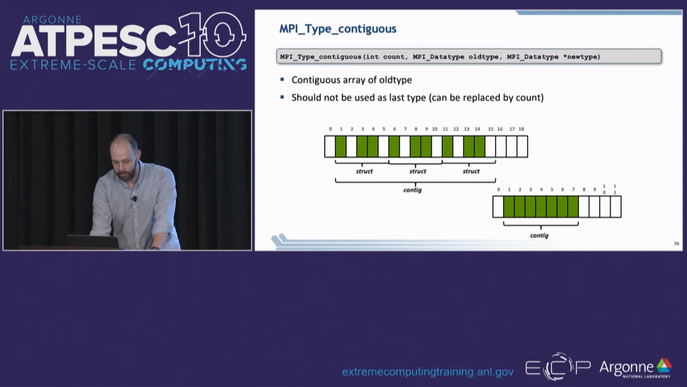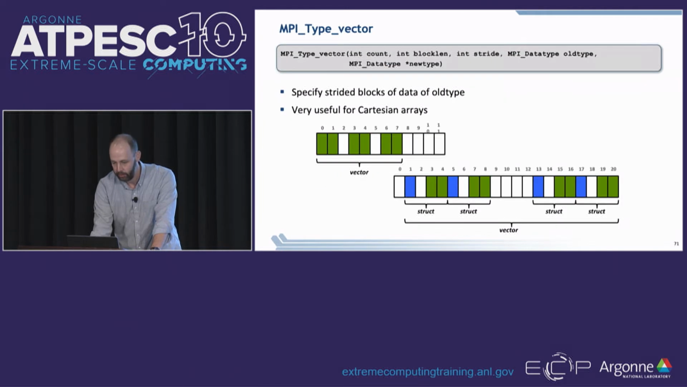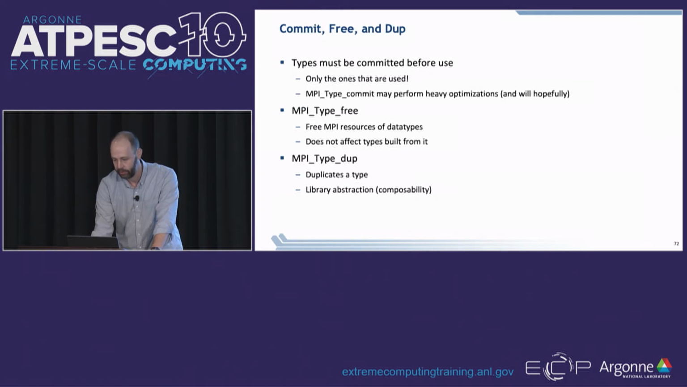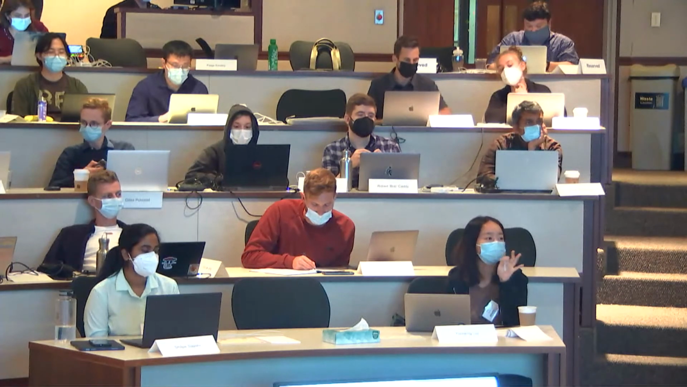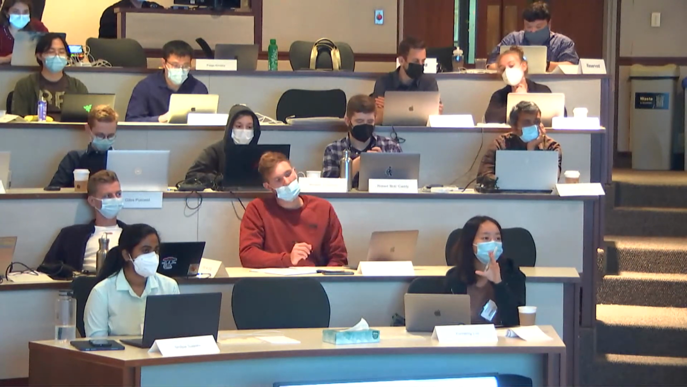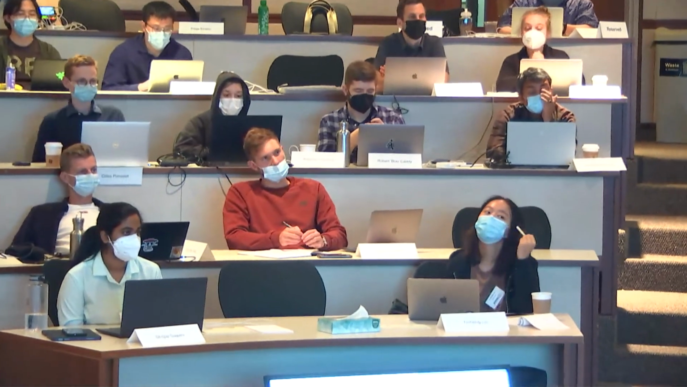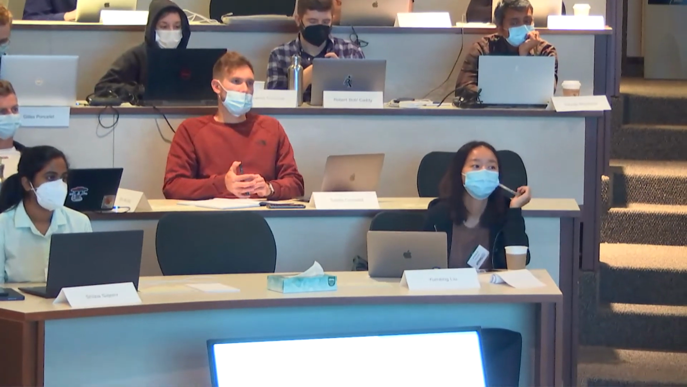So these are the simplest data types we look at in the tutorial. We've got slides that go over some more complex ones, but any questions about the simple contiguous and vector constructors so far? Yeah. For the vector one, all the blocks have to be evenly distributed, right? Yeah, so the stride is a single value, so that's right.